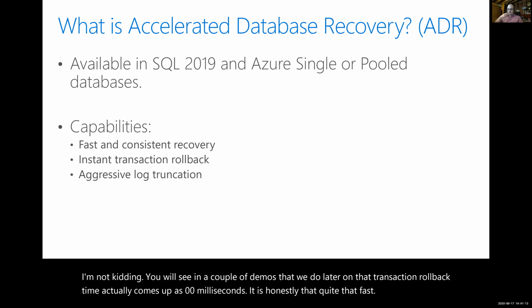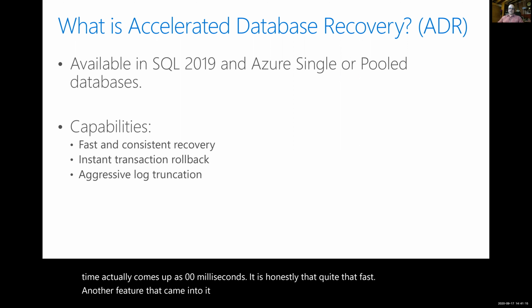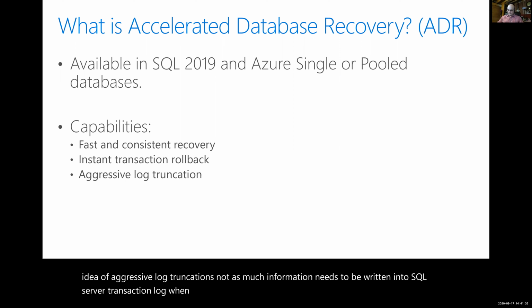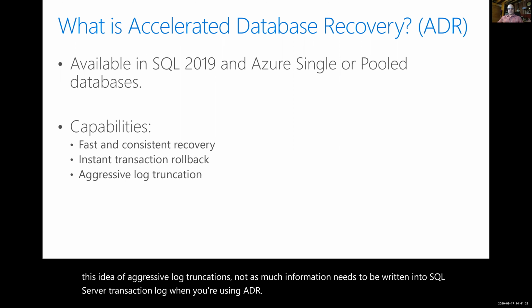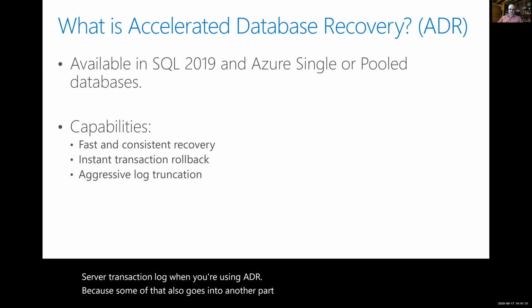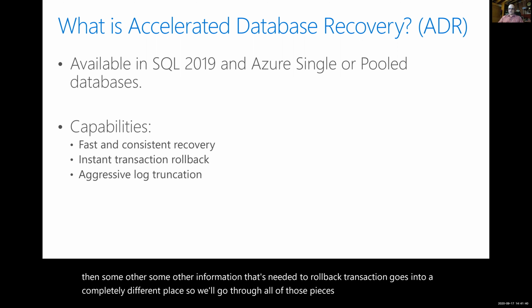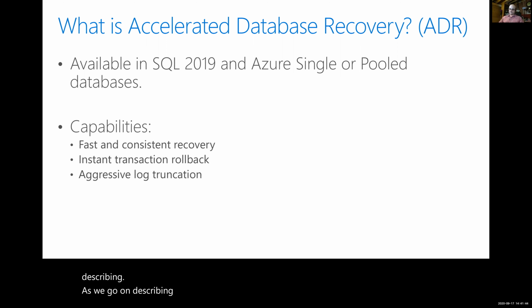Another capability of accelerated database recovery is this idea of aggressive log truncation. Not as much information needs to be written into SQL Server's transaction log when you're using ADR, because some of that also goes into another part of the system, which is called the S-log, and then some other information that's needed to roll back a transaction goes into a completely different place. So we'll go through all of those pieces and parts as we go on describing what this feature is and what it does.